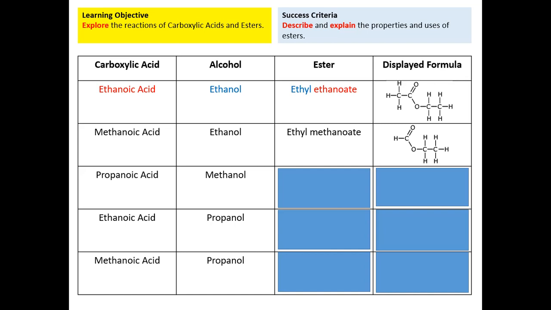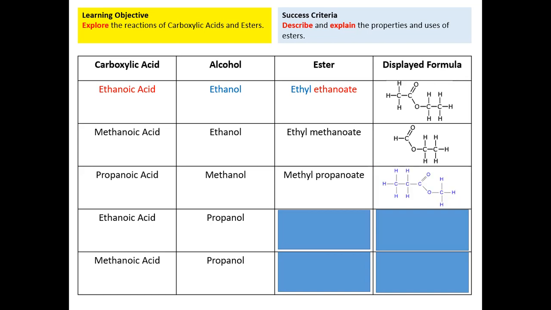So underneath, methanol would become methyl. Propanoic acid becomes propanoate, so you would have methyl propanoate. Now the propanoate bit goes first, so you need to have your 3 carbon atoms with your C double bond O, and then you're going to add methanol on the end with just the H and the O missing, which has 1 carbon atom, so it would look like that. So we've got our 3 carbon atoms of the propanoic acid, we've just removed the OH, and then we've got the 1 carbon atom of the methanol with the H removed and joined to that oxygen.